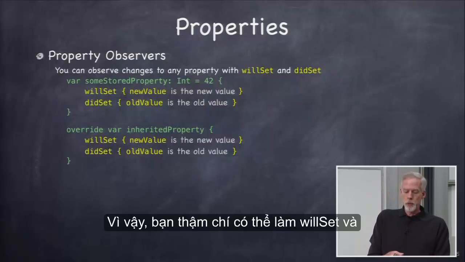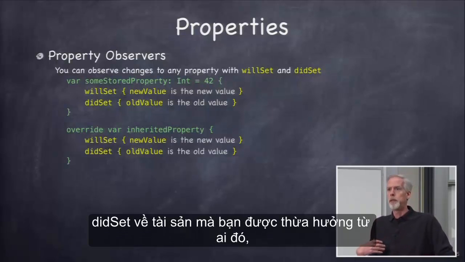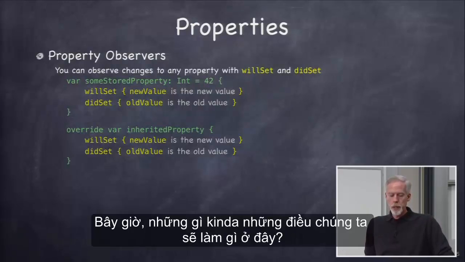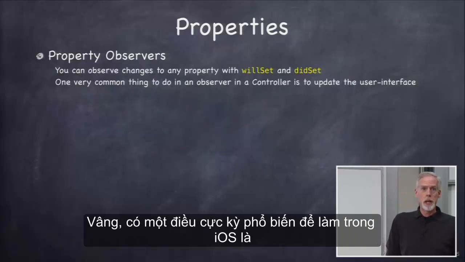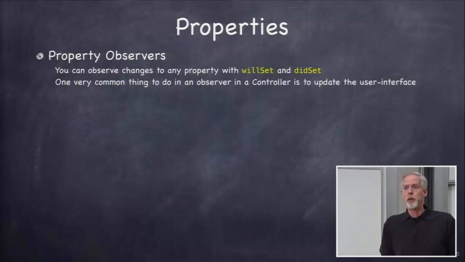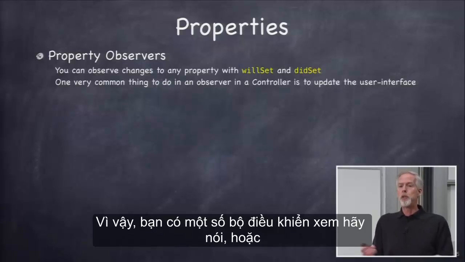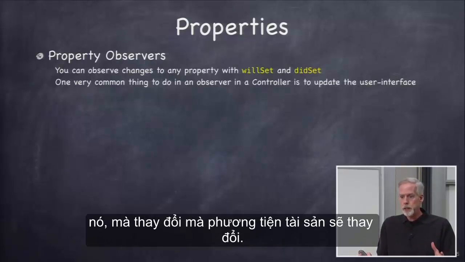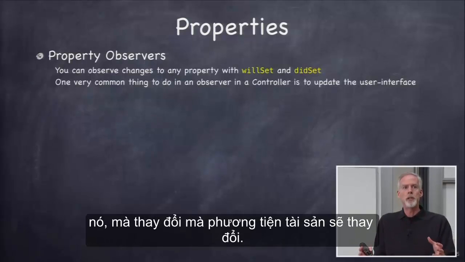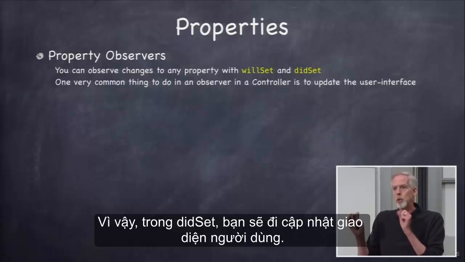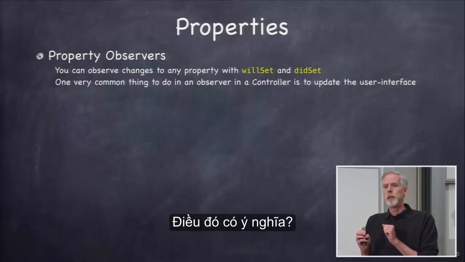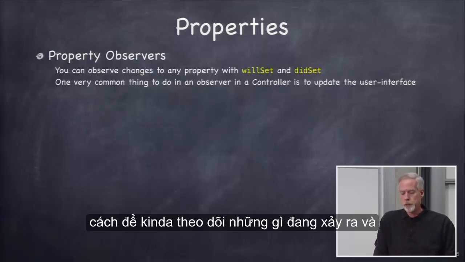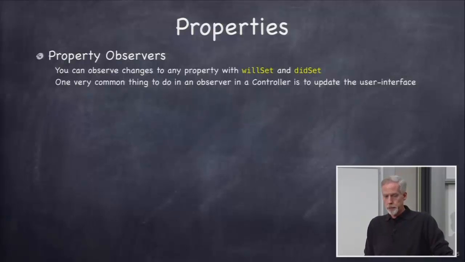Okay? So you can even do will set and did set on properties you inherit from your superclass. Now, what kind of things would we do in here? Well, one extremely common thing to do in iOS is to update the user interface. So you have some view controller, let's say, or you have a view, and you change some property in it, and changing that property means the UI would change. So in the did set, you'll go update the user interface. Does that make sense? Okay, so the observers are really cool. They're a really good way to keep track of what's going on and keep things in sync.